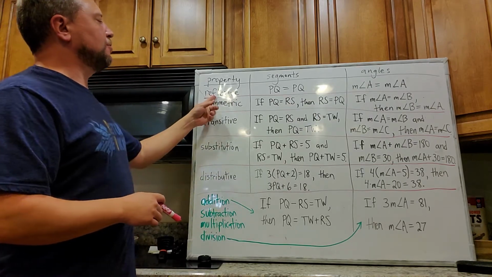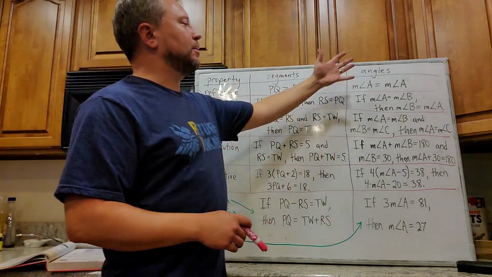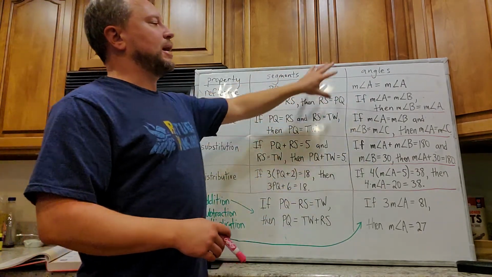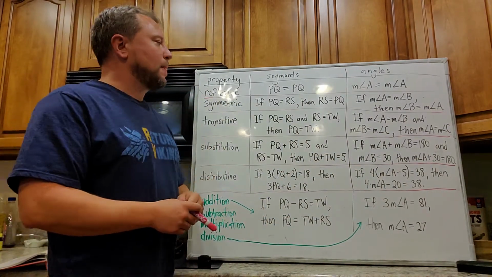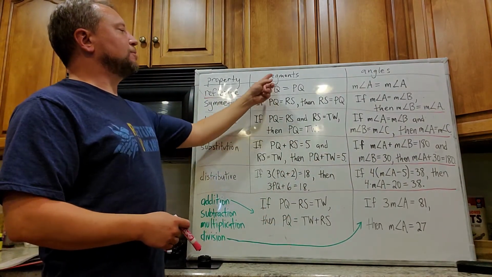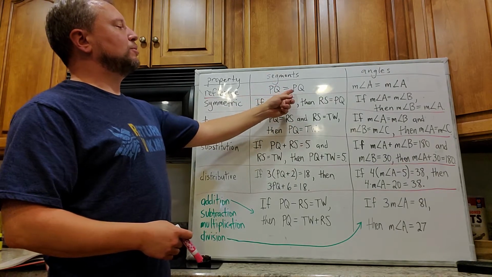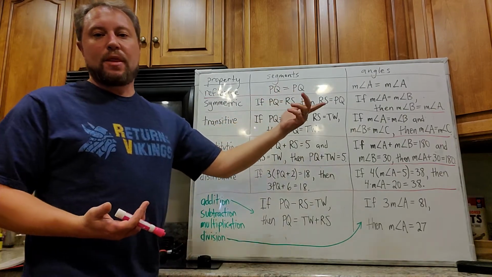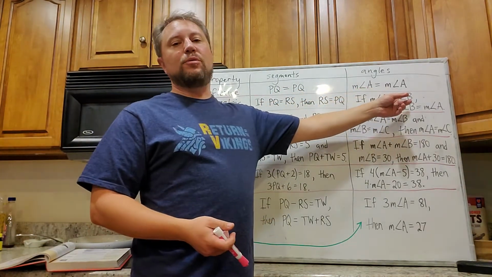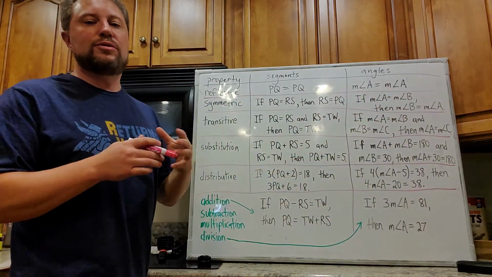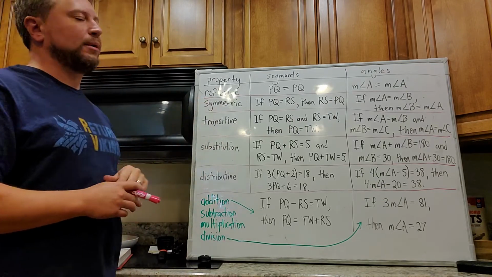So you'll notice in the reflexive property, and I give examples here, by the way, both segments and angles, since in geometry we work often with both. But the reflexive property for segments would say something like this: segment PQ is equal to itself. Okay, over here for angles, angle A is equal to itself. Okay, so whenever you say anything is equal to itself, you're using the reflexive property.